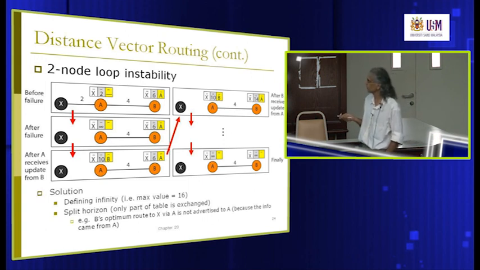The second solution, a better one, is that if you update me with some data telling me how to go to a particular host, I should not be telling you the same thing back, because I got that information from you. So in this case, when A reports an update to B, B will say, I only got it from you last time.